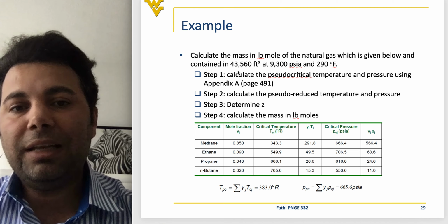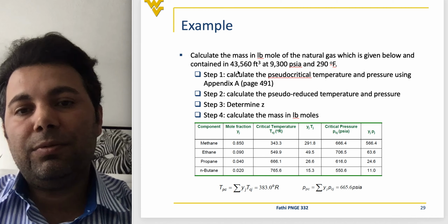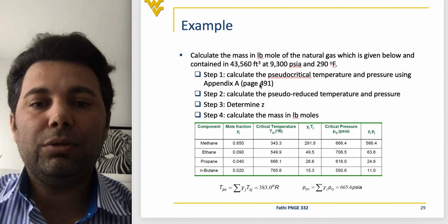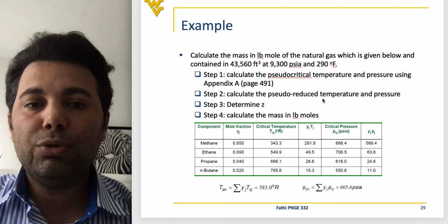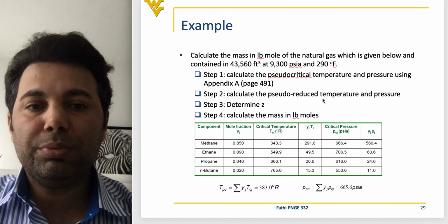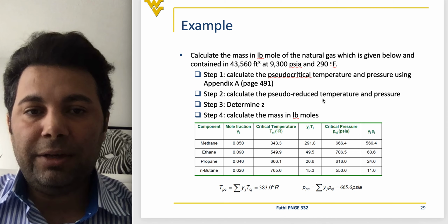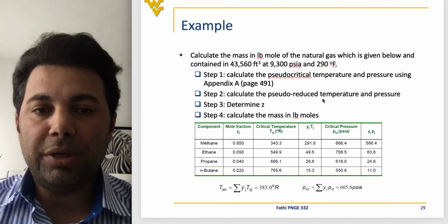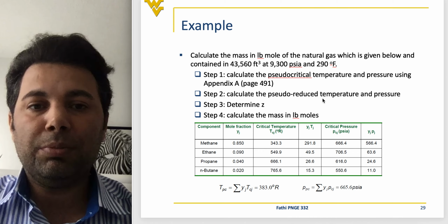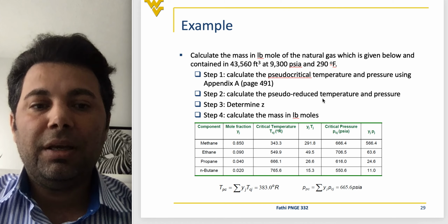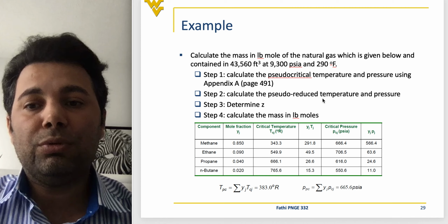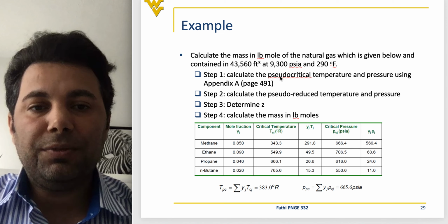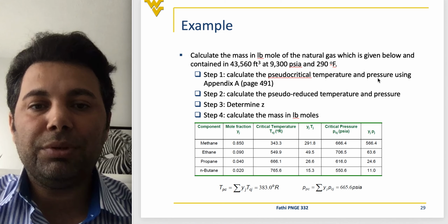So if I know the Z value, I can simply find the n from the real gas equation of state. To find the Z value, since it's a mixture, I need to find the pseudo-reduced temperature and pseudo-reduced pressure. To find the pseudo-reduced pressure, I need the pseudo-critical pressure, because the pseudo-reduced pressure is simply the total pressure divided by the pseudo-critical pressure. And the pseudo-reduced temperature is the total temperature divided by the pseudo-critical temperature. So the first step is to find the pseudo-critical temperature and pressure.